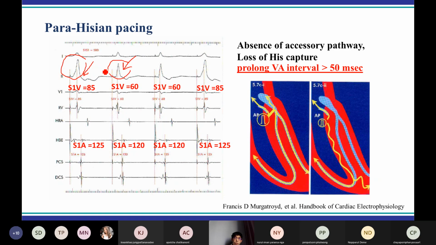You see that if you use the low output or the high output, there is no difference or only a slight difference between the VA time of the high and low output. The VA time is not prolonged more than 50 milliseconds. So this patient is likely to have an accessory pathway.